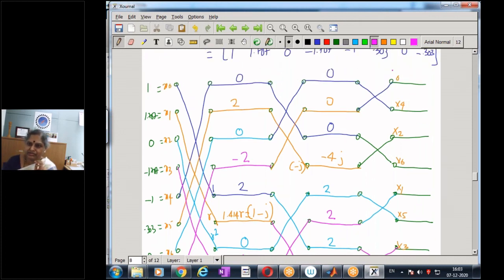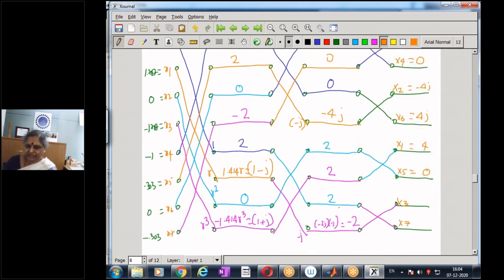And now finally coming to the last stage. The last stage, I have this as x0. This is 0, 0. 0 plus 0, 0 minus 0. This is going to be 0 plus, so this x2 is going to be minus 4j. And this is going to be this minus this, and that is plus 4j. And x1 is 2 plus 2, that's a 4. This is 2 minus 2, that's a 0. And finally, the last one, this plus this is a 0, and this minus this is a 4. So this is what we have as the result.